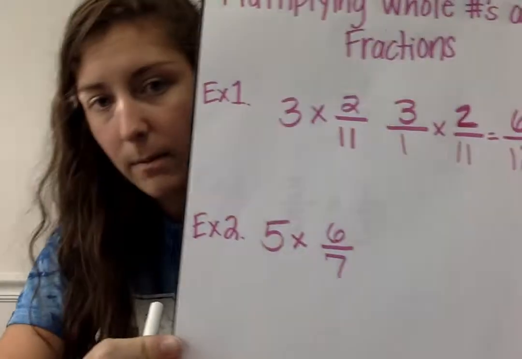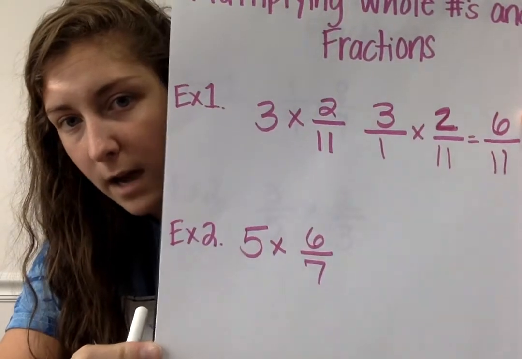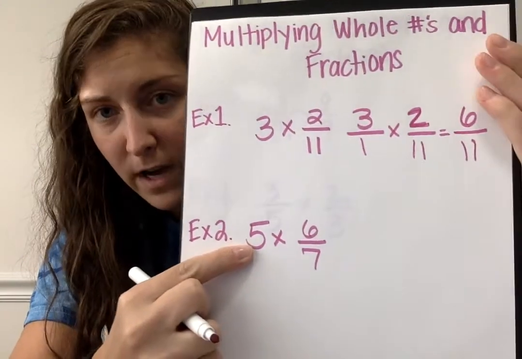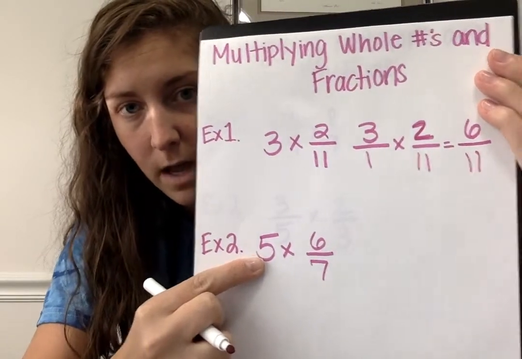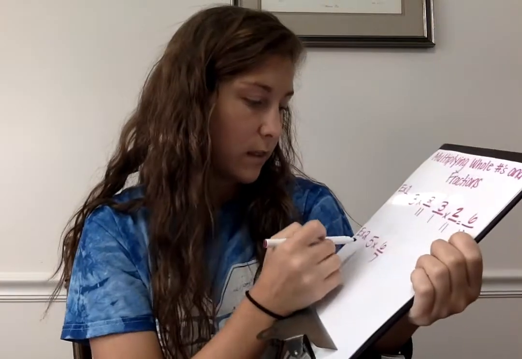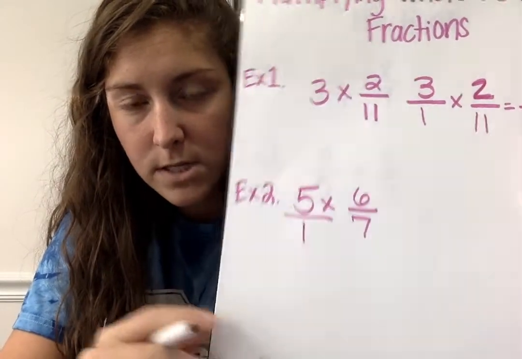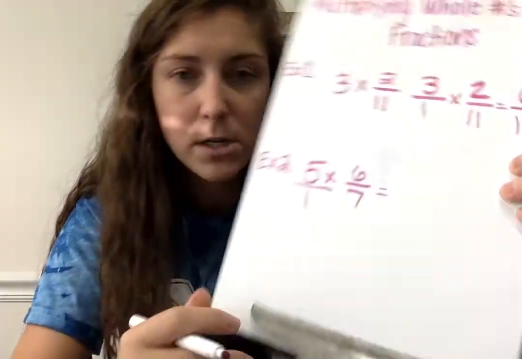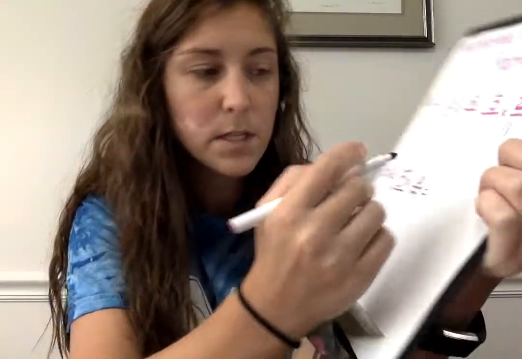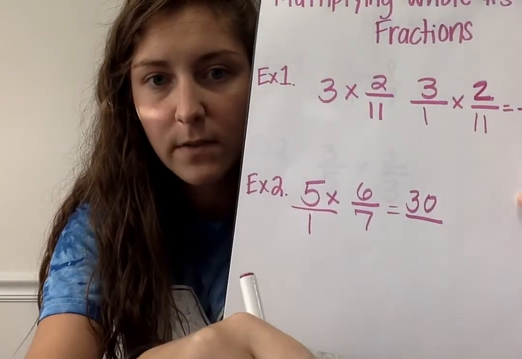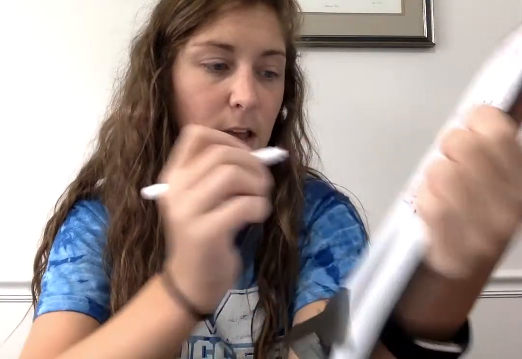Now, I have my other problem down here. It is 5 times 6/7. And the same thing, I have to make my 5 into a fraction. And how do I do that? Well, I have to put a 1 underneath it. So I have to do 5/1 times 6/7. So now I can multiply straight across. 5 times 6 I know is 30. 1 times 7 I know is 7.